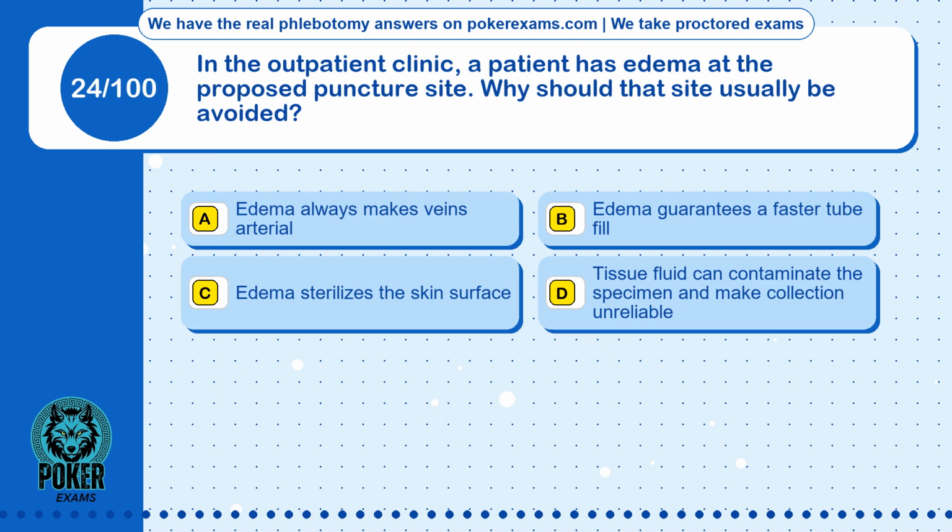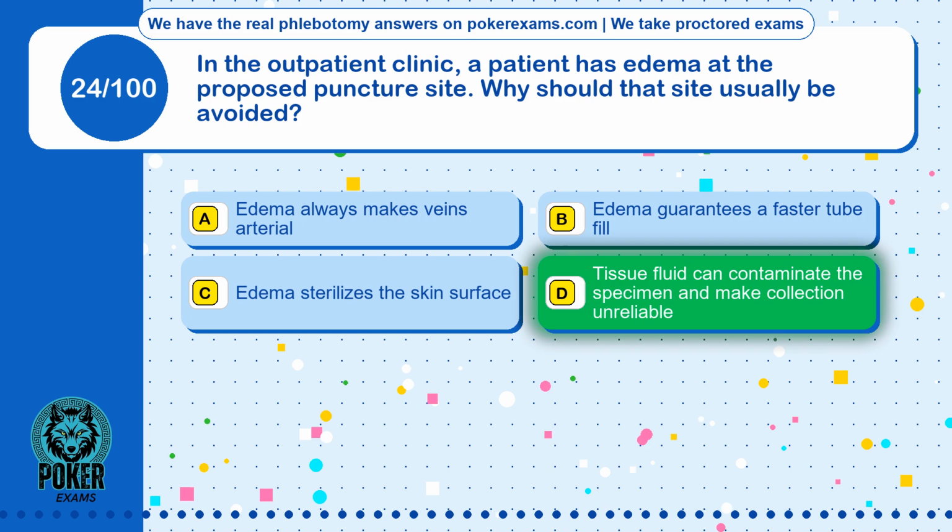Question 24. In the outpatient clinic, a patient has edema at the proposed puncture site. Why should that site usually be avoided? Option A. Edema always makes veins arterial. Option B. Edema guarantees a faster tube fill. Option C. Edema sterilizes the skin surface. Option D. Tissue fluid can contaminate the specimen and make collection unreliable.